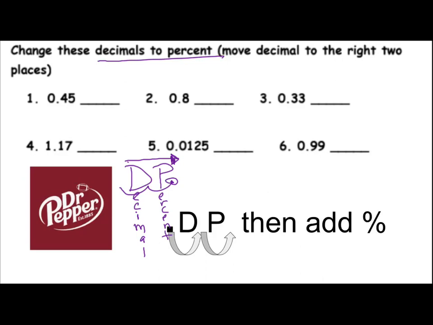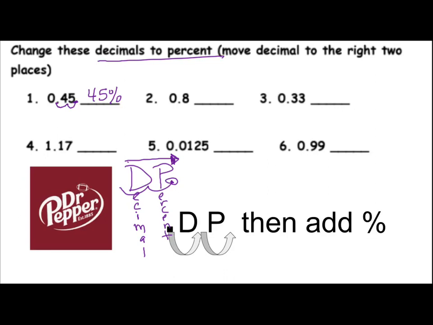So if I look here at question number 1, I'm going to put my pen directly on the decimal point that's there, and I'm going to move 2 places to the right. So this gives me 45%. It's important that you write that percent sign at the end of the number, not before. The percent sign comes after.